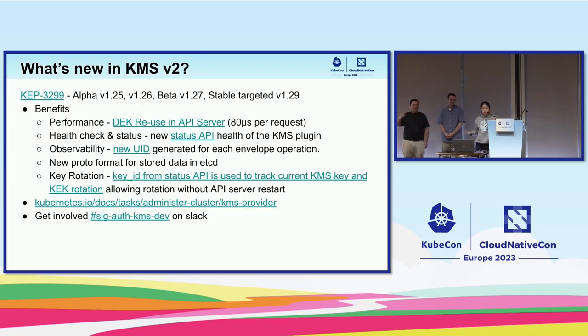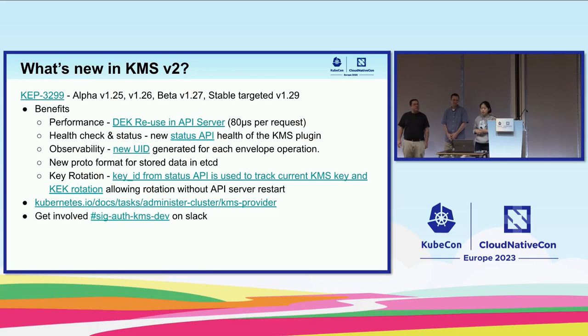And here comes V2, right? The idea behind V2 is we don't like those gaps and we want to make sure Kubernetes can offer something that is more production ready. So starting alpha in 125, beta in 127, and targeting stable in 129, we're looking at really enhancing all of these, bringing all these benefits as part of V2.